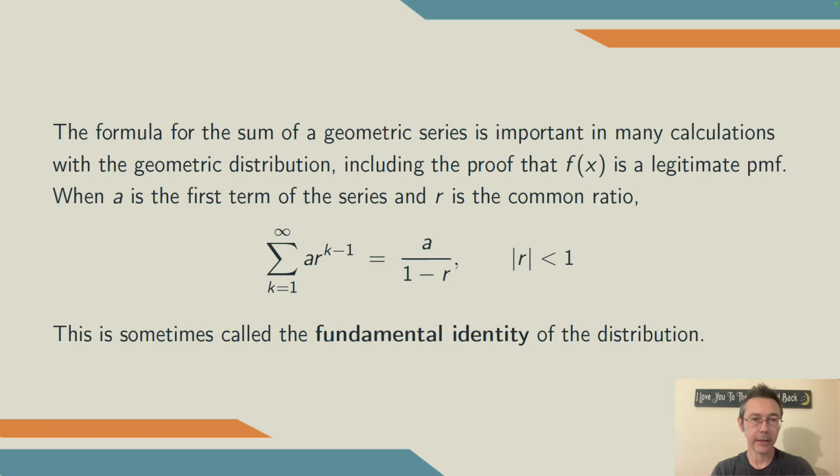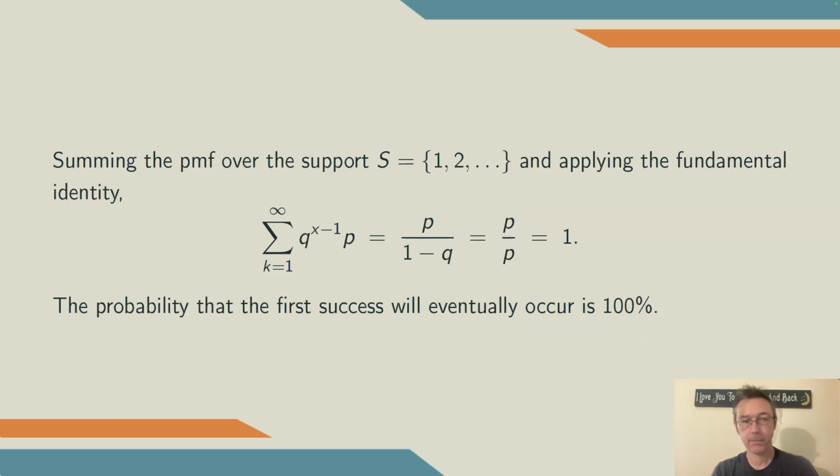When you're doing calculations or proofs involving the geometric distribution, the formula for the sum of a geometric series comes up all the time. A geometric series being a sum that goes on forever, where each term is obtained from the one before by multiplying by a common ratio, called r. If a is the first term in that series, then the formula for the infinite geometric series is given by a over 1 minus r, which converges exactly when the absolute value of r is less than 1. This is sometimes called the fundamental identity of this distribution.